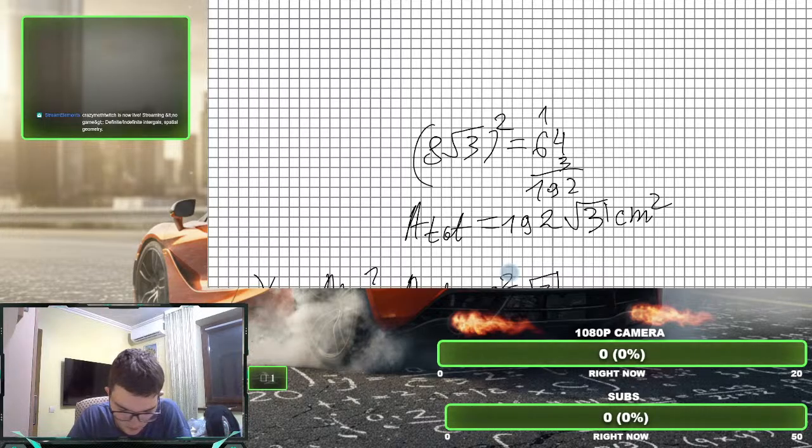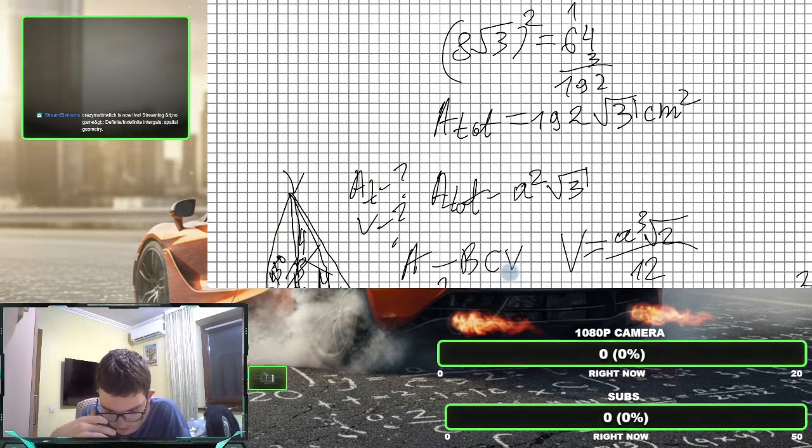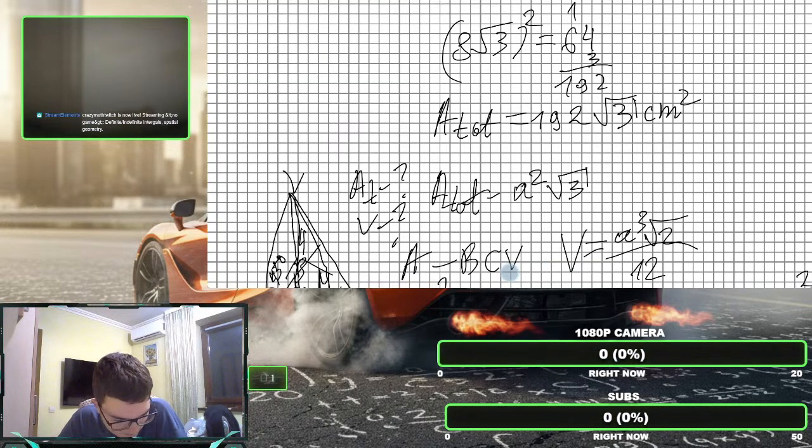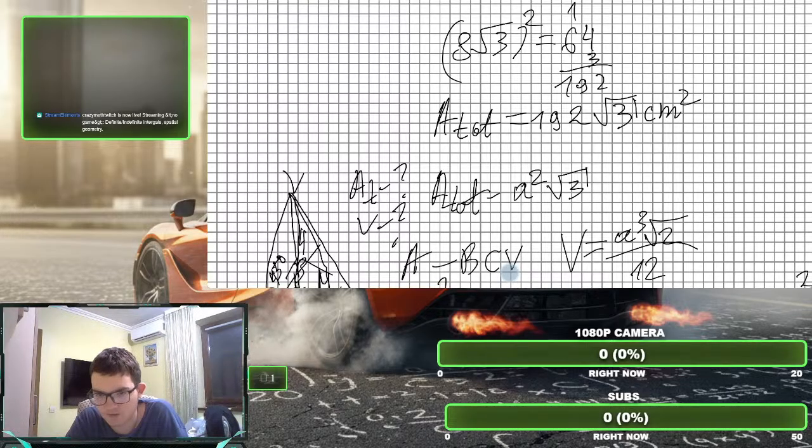Hold up. Hold up. Hold up. What? What? What? Why? Gemini or whatever ChatGPT gave me a wrong formula then. Or what?